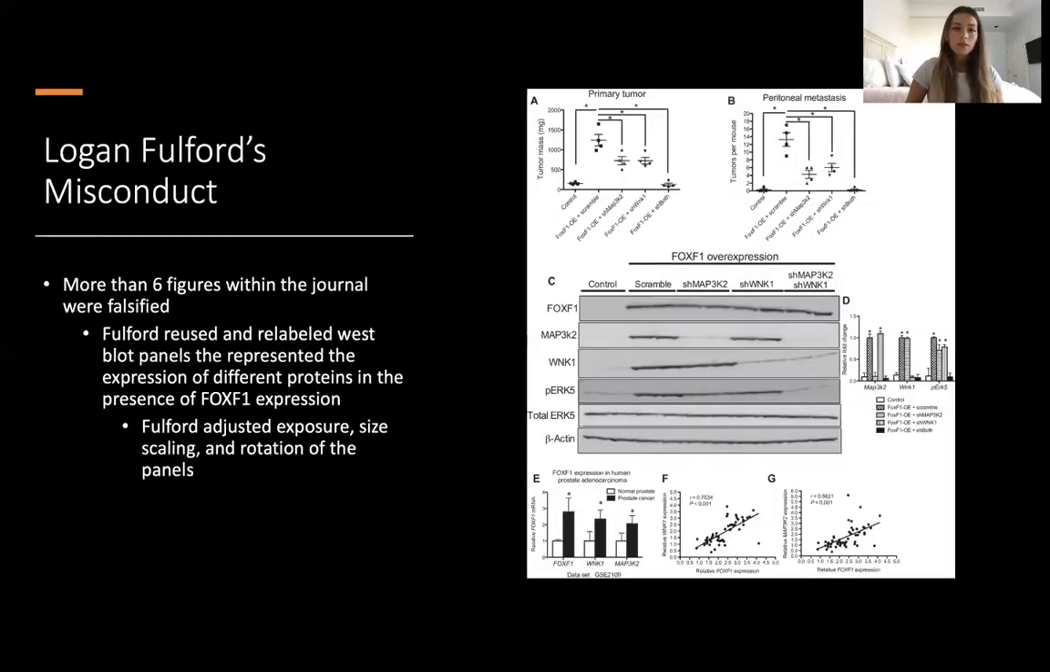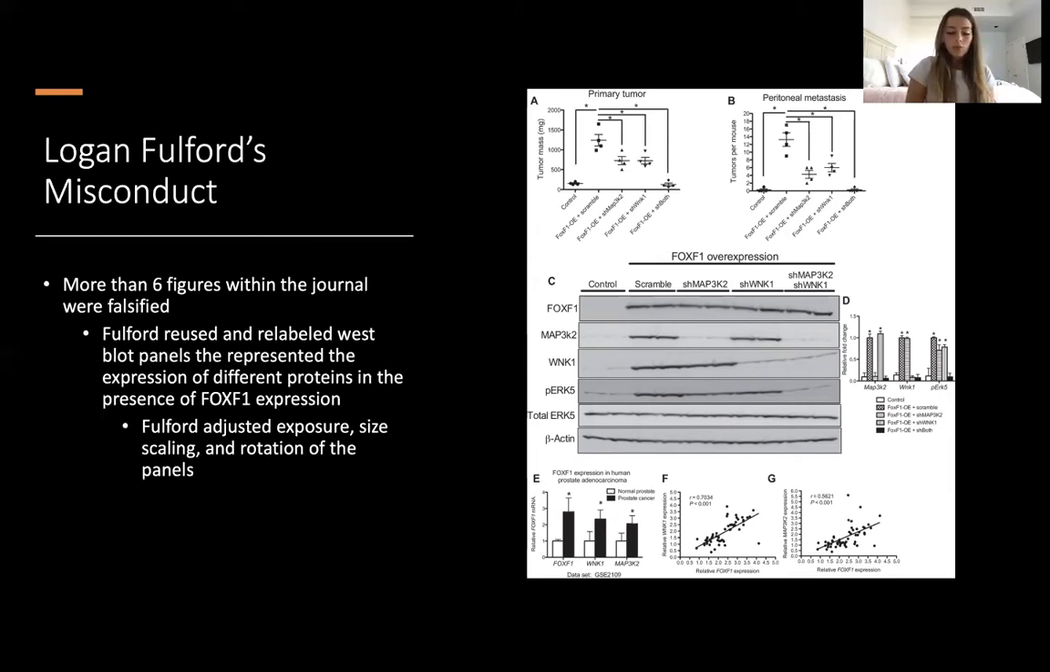Shown here was one of the six figures that were falsified in his journal. While they were doing the investigation, they did find that out of those six, there was relabeling and reusing for his own findings. And the paper was later retracted in 2018 from the Science Signaling paper. ORI found this information acknowledged, and Fulford willingly falsified this data.